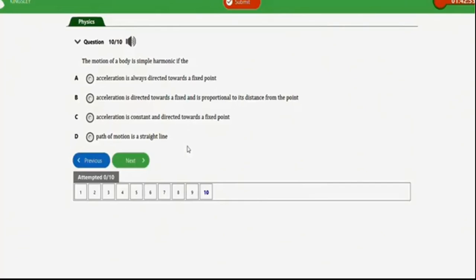Alright, so that's it for this video. These are repeated questions I have often seen under simple harmonic motion. Hope you learned something interesting from the video. Let's call it a video, guys.